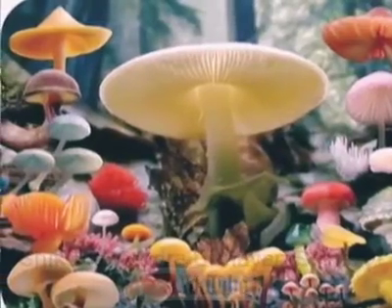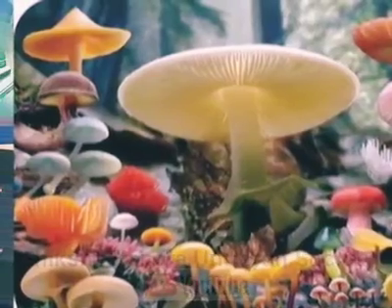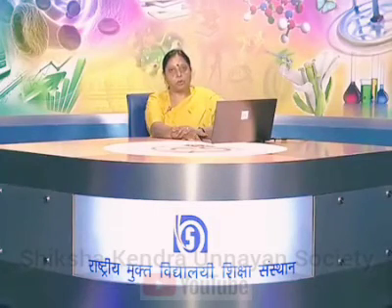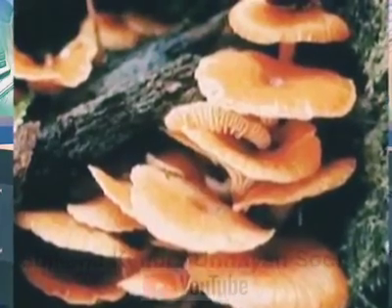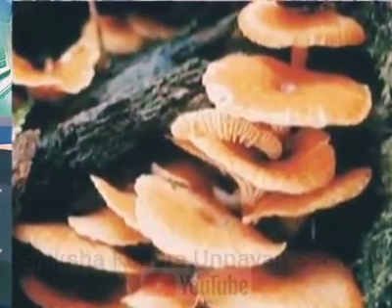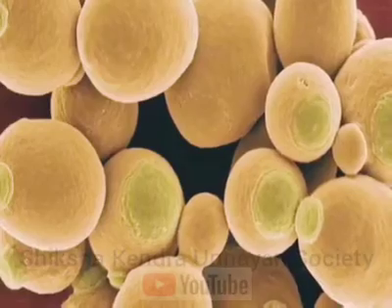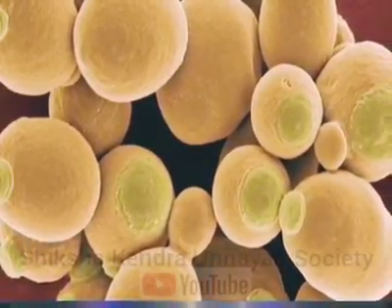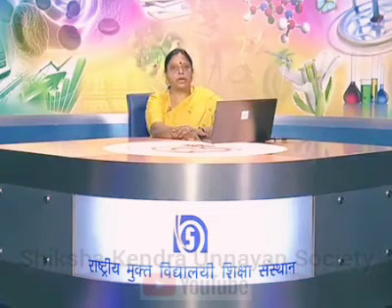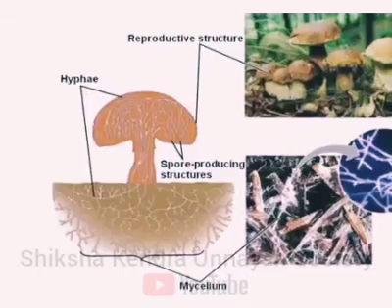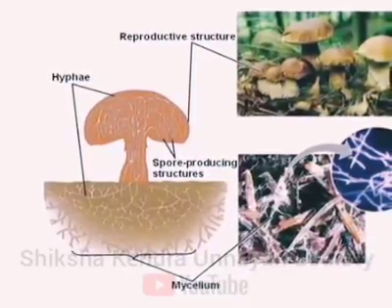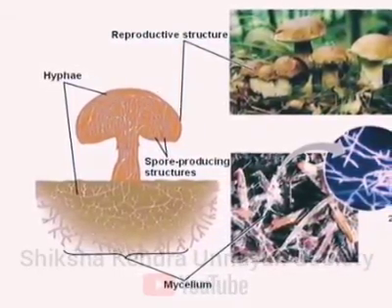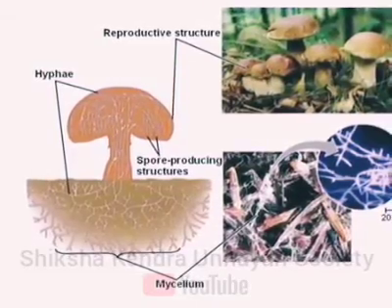So these mushrooms are macroscopic. Otherwise, the majority of the fungi are microscopic. They are filamentous in nature and are made up of hyphae, except for yeast, which is oval or round in shape. These hyphae are fine, branching, and usually colorless threads. Now, when these hyphae are joined together or form a cluster, they are known as mycelium.